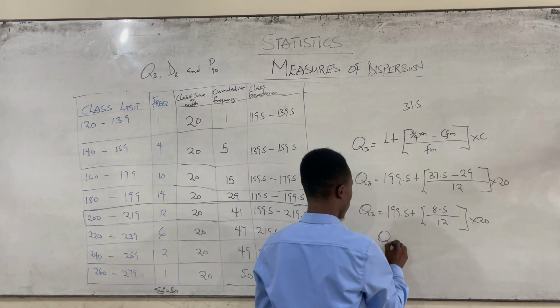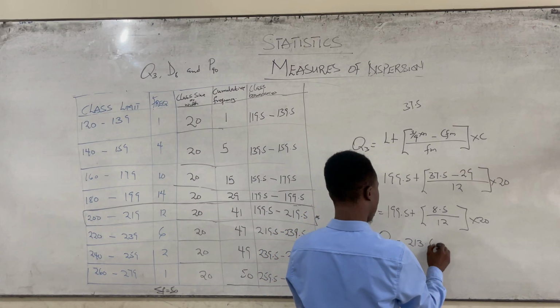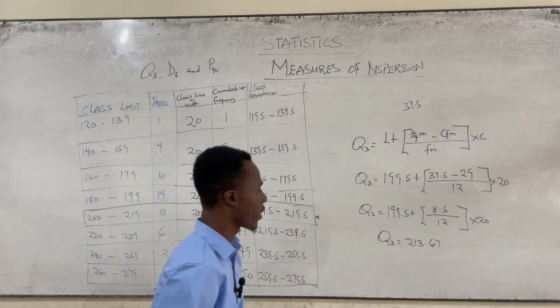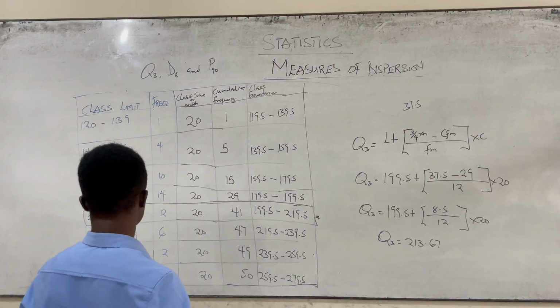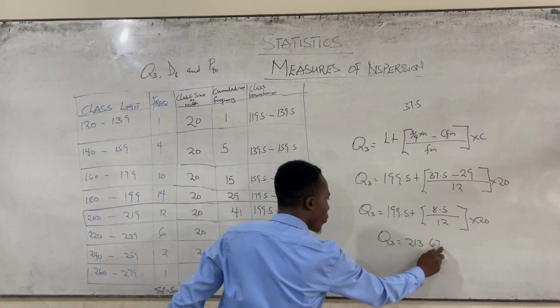And so you have 213. Your third quartile is equal to 213.67. And so you see, always our answer is 213.67.